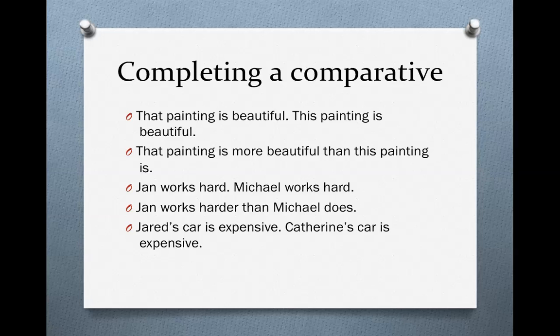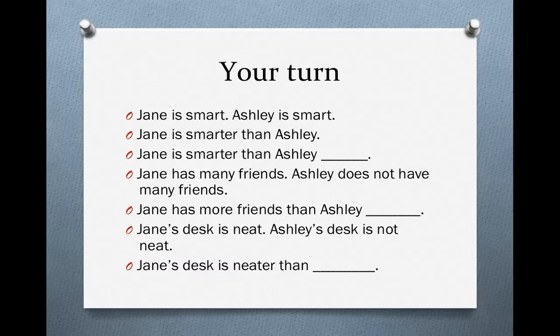Let's look at a different example. Now we're comparing cars, Jared's car and Catherine's car. They're both expensive, but Jared's car is more expensive. Now we could say Jared's car is more expensive than Catherine's car, but we can also say Jared's car is more expensive than Catherine's. We don't need to say car twice. When we're showing possession, we can just use that possessive adjective both times. Jared's car is more expensive than Catherine's. Car is not necessary information. Let's practice this a little bit.